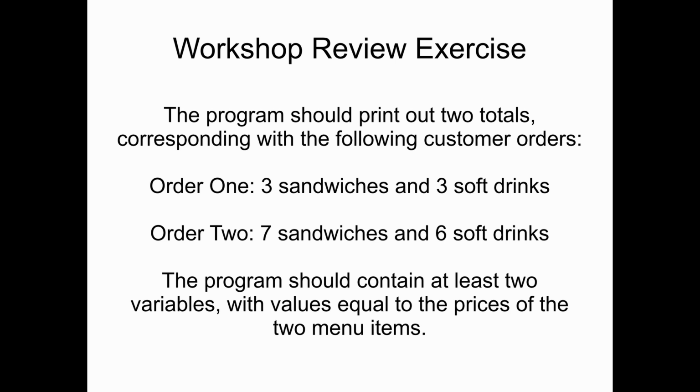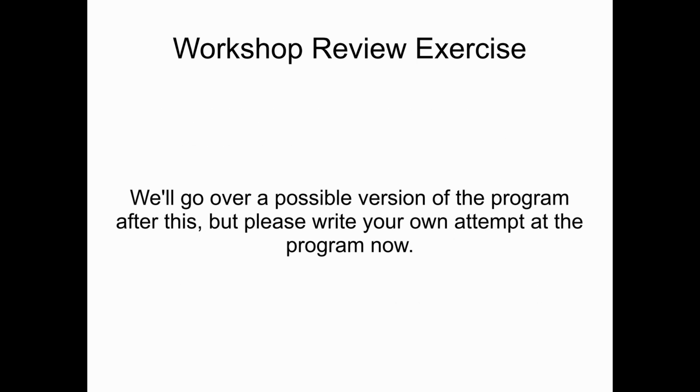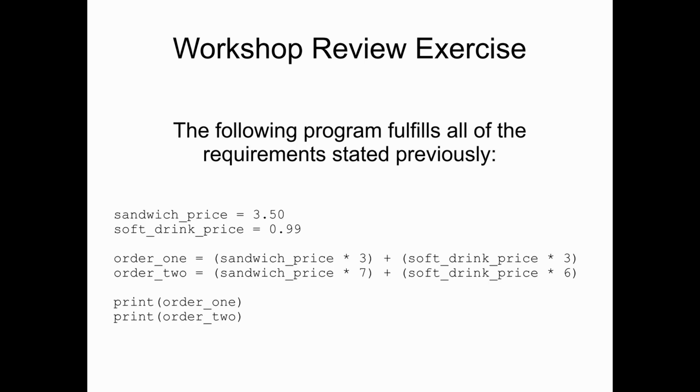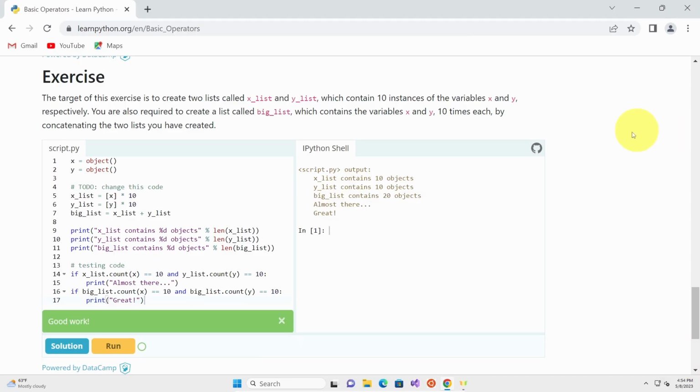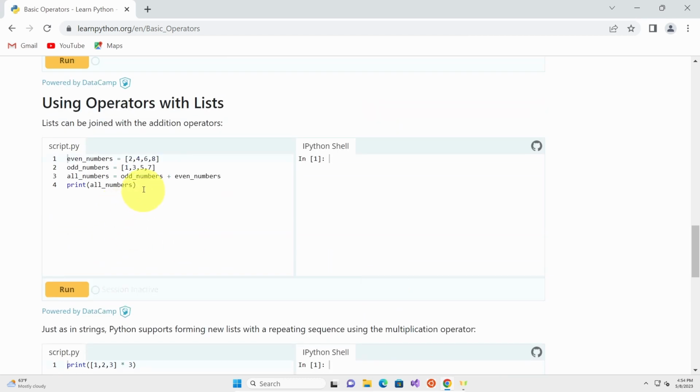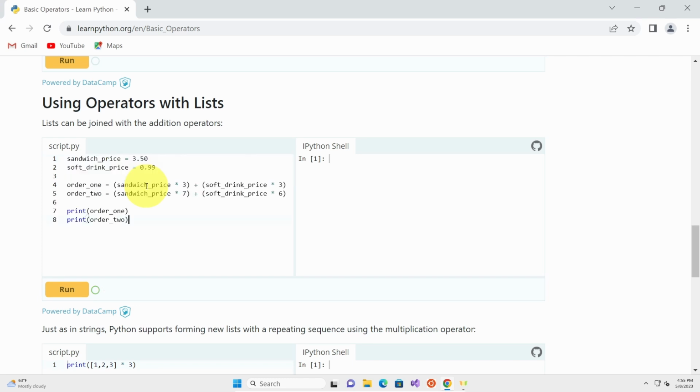The program should contain at least 2 variables, with values equal to the prices of the 2 menu items. We'll go over a possible version of the program after this, but please write your own attempt at the program now. The following program fulfills all of the requirements stated previously. Going back to the Learnpython.org website, if provided with the following code, the totals of order 1, then order 2 are printed out. Did your program print out the same totals?